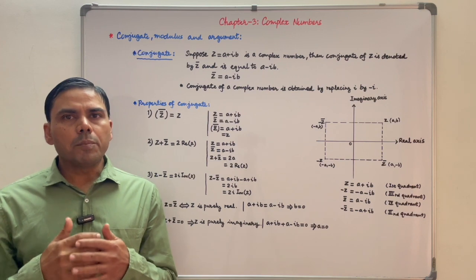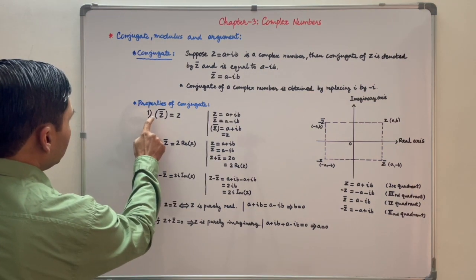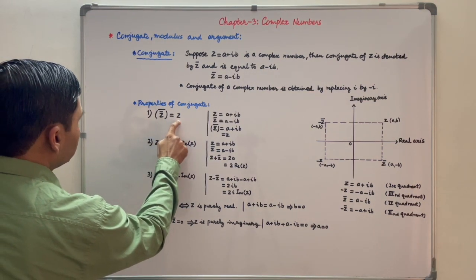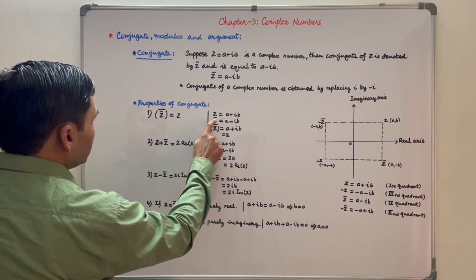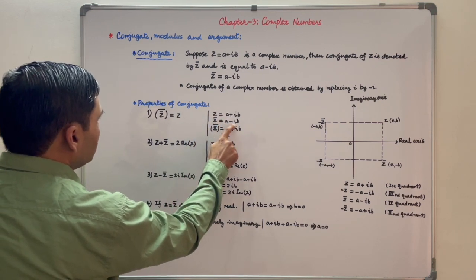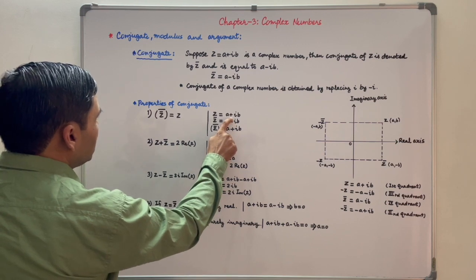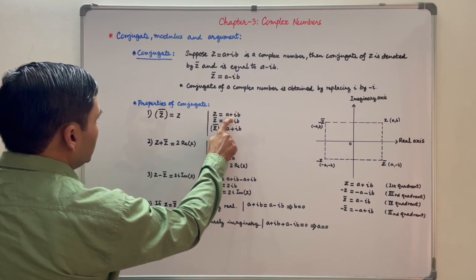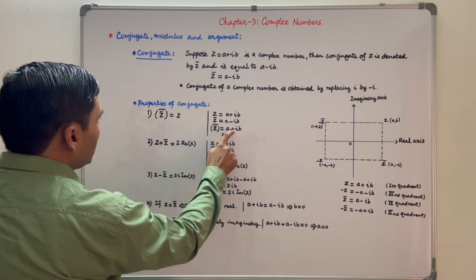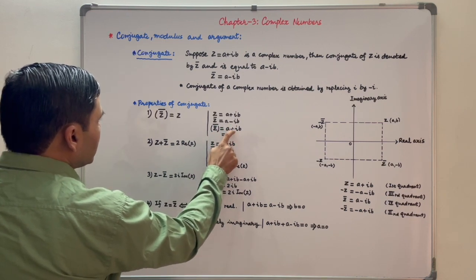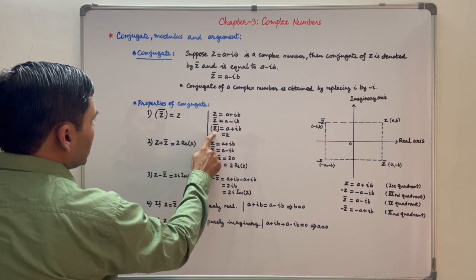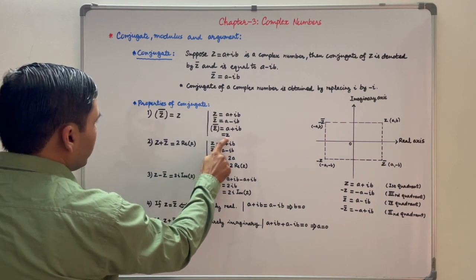Now let us see properties of conjugate. First property: bar of Z bar is equal to Z. Suppose Z is equal to A plus iB, so Z bar is equal to A minus iB. We just need to change the sign in between real and imaginary parts. Bar of Z bar is equal to A plus iB. Again, we need to change this sign. A plus iB is equal to Z.